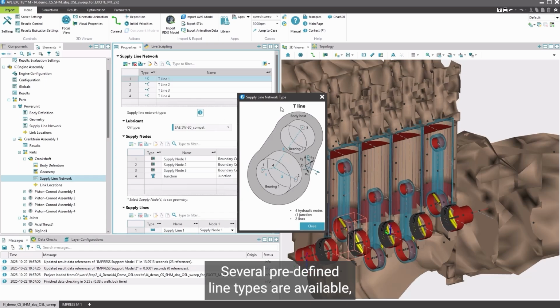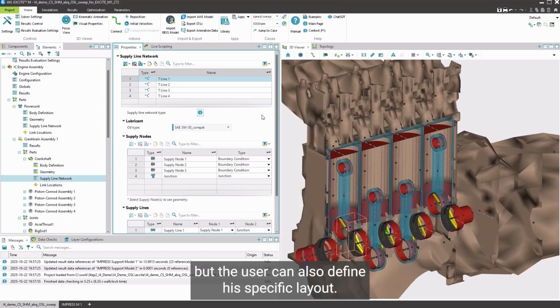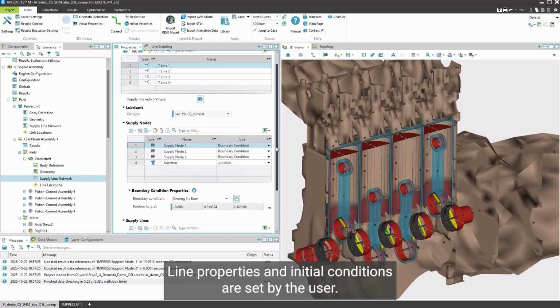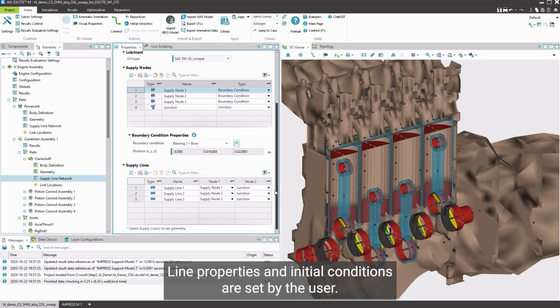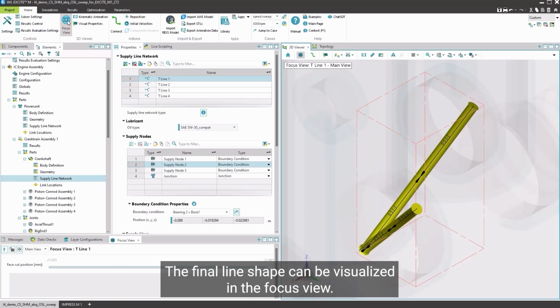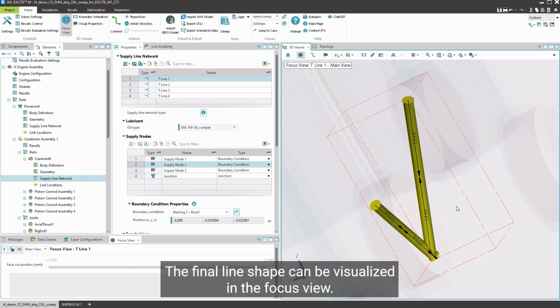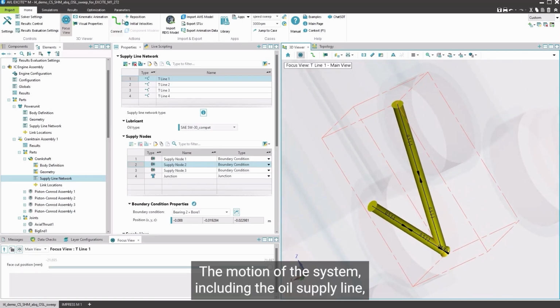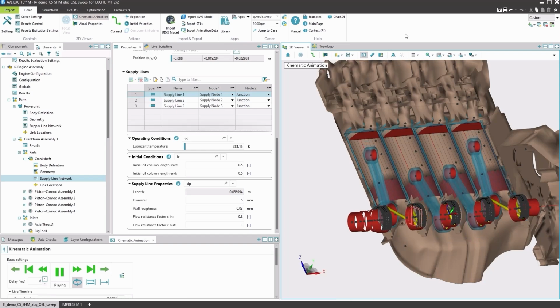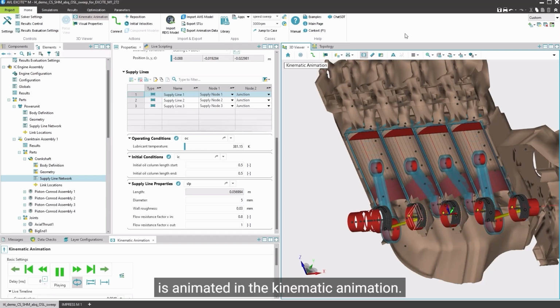Several predefined line types are available, but the user can also define his specific layout. Line properties and initial conditions are set by the user. The final line shape can be visualized in the focus view. The motion of the system, including the oil supply line, is animated in the kinematic animation.